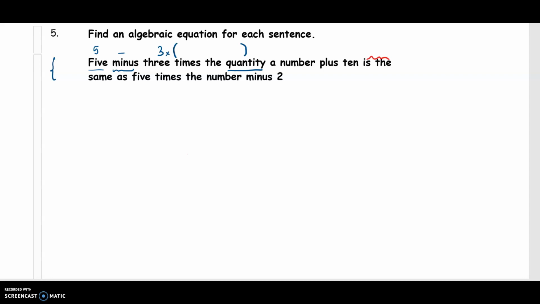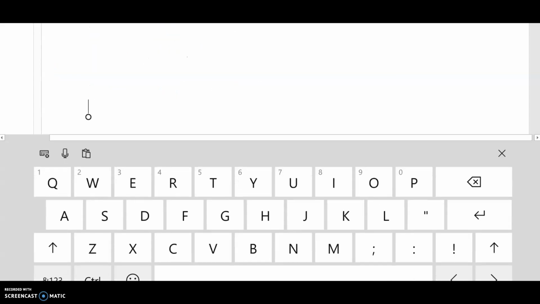And which quantity are we talking about? A number plus 10. So a number, when it says a number, we don't know what it is. So it's x, a number plus 10 is the same as, so is the same as can be replaced with an equal to sign, 5 times the number x. So 5 times, so that's multiplication, the number, we don't know what that number is, we've called it x, minus 2.